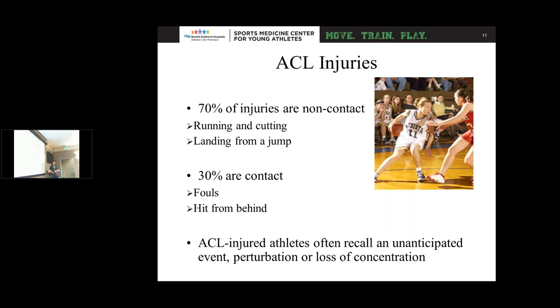Okay? And the other thing is a lot of times ACL injured athletes, when they recall their injury, describe some unanticipated event. You know, I got perturbed by someone's foul, or I lost my concentration when I landed and all of a sudden my knee hyperextended or twisted. So that's the kind of thing that we can work on in order to decrease those injury exposures.